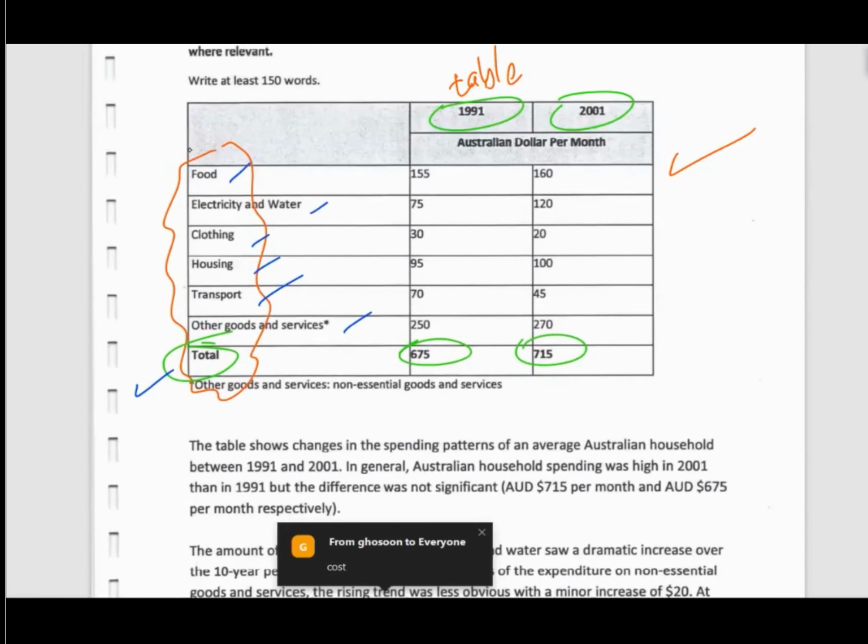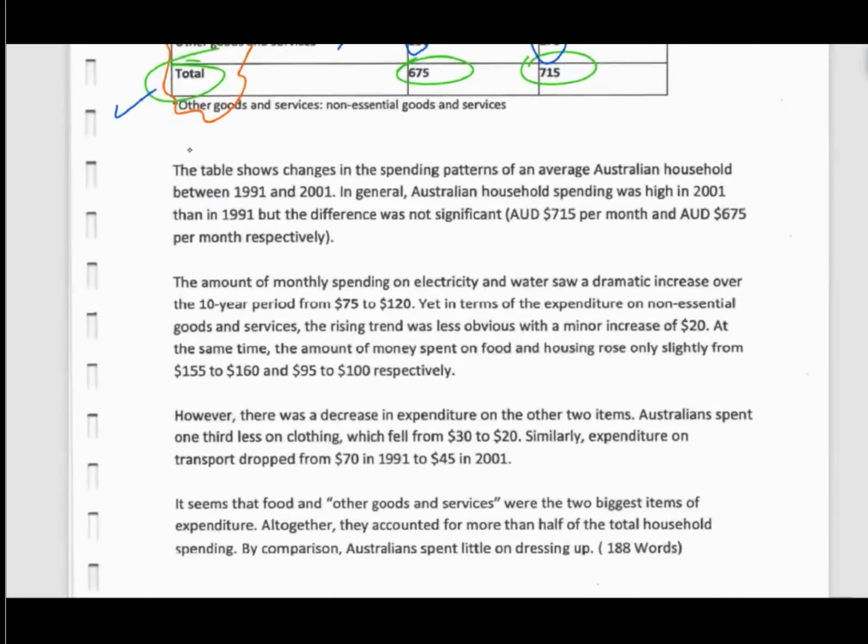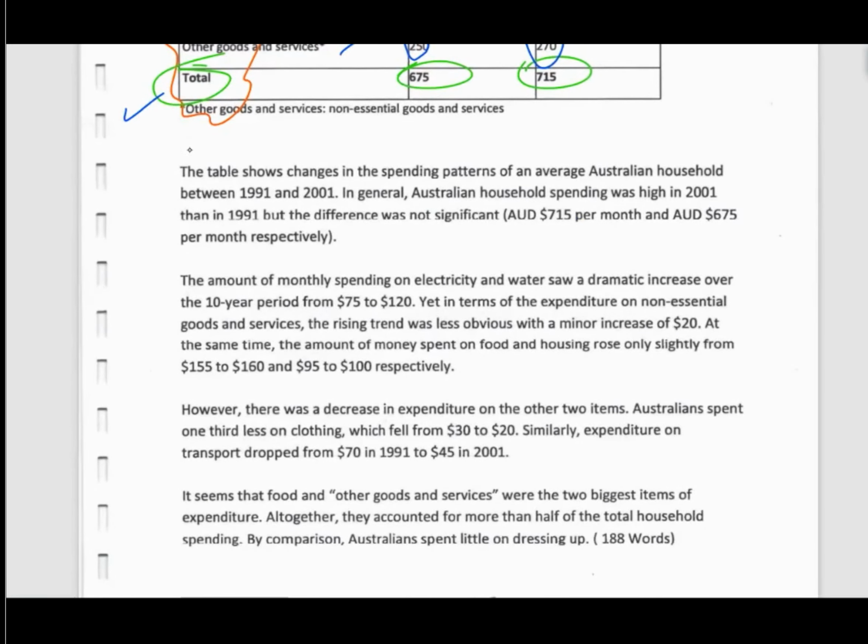So here's the money in Australian dollars. Again here, this is a longer report that we have, with an introduction and overview sentence, 2 body paragraphs, and a conclusion. Read it and underline the keywords.